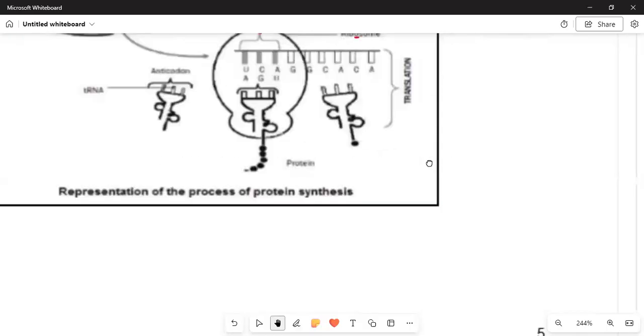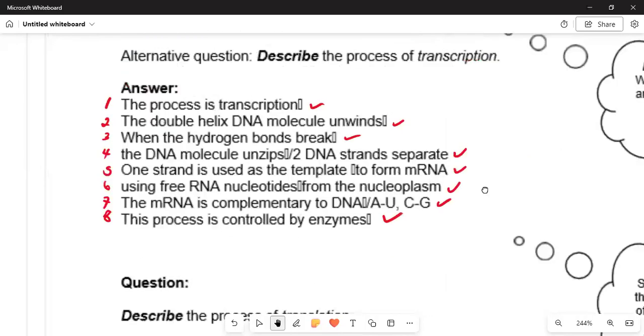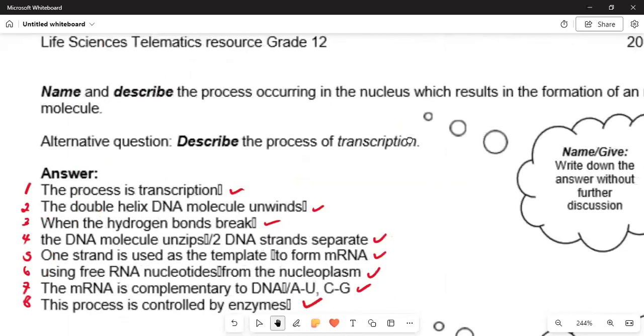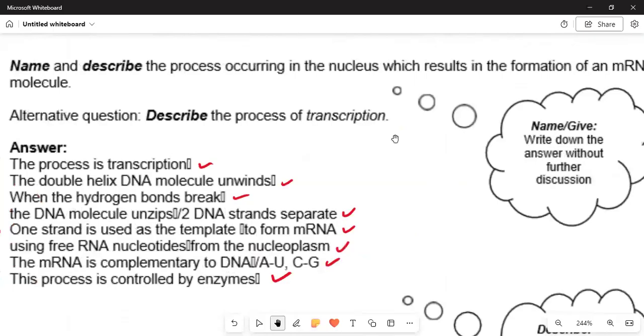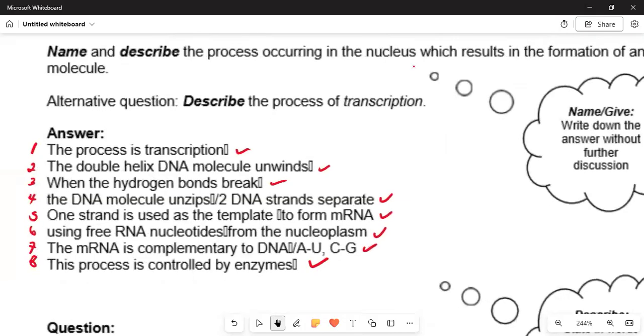All right, we are having questions based on the concepts that we have been teaching up until now. One of the typical questions that can arise is to name and describe the process occurring in the nucleus which results in the formation of mRNA. The process is transcription, and you get the mark. Number two, the double helix DNA molecule unwinds.